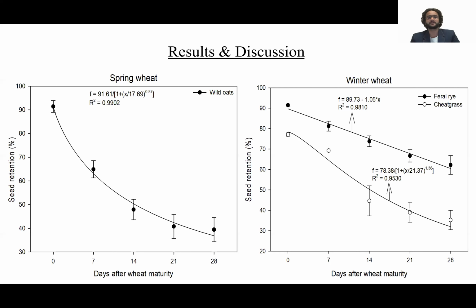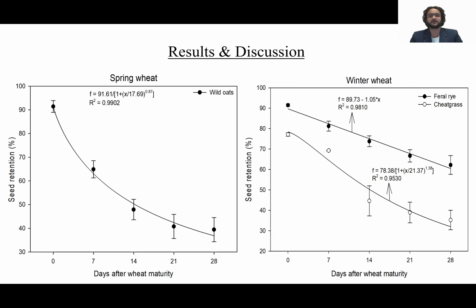Then comes results and discussion. The left graph represents spring wheat, and the right graph represents winter wheat. In spring wheat, we had one species, which is wild oat, and in winter wheat, we had two species, which are feral rye and cheatgrass. In both graphs, the x-axis represents days after wheat maturity, and the y-axis represents seed retention percentage.